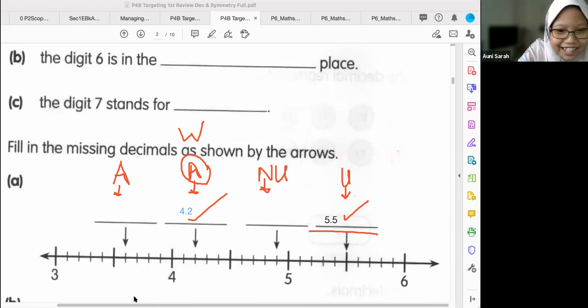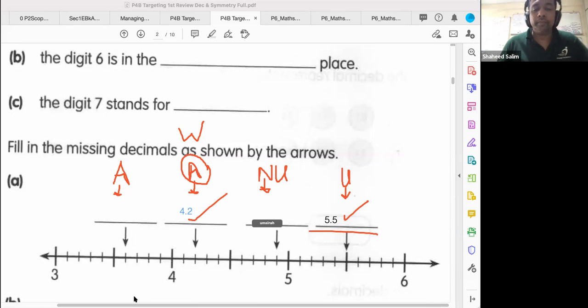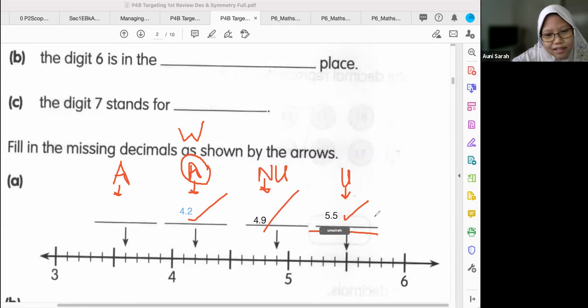I want to do it. Again, please. You do it. Let's see whether you are faster than Umaira or not. Congratulations to Miss Umaira. Well done. So you can count out 4.1, 4.2, 4.3, 4.4, 4.5, 4.6, 4.7, 4.8, 4.9. Well done. What about Auni?